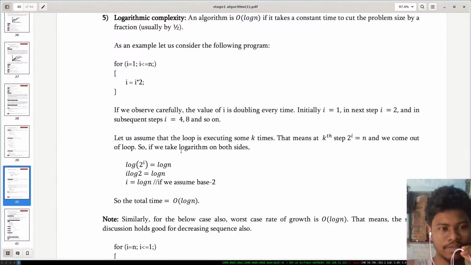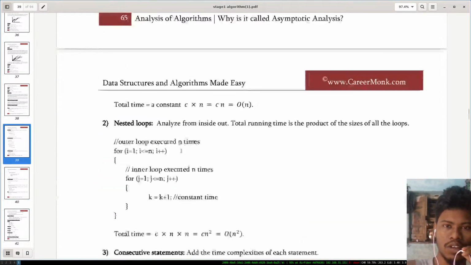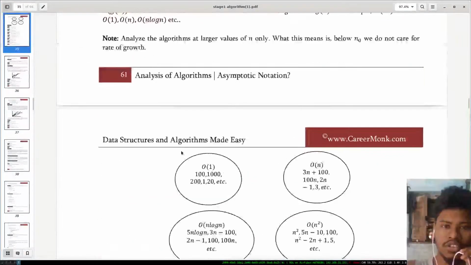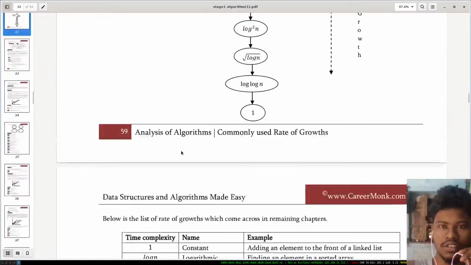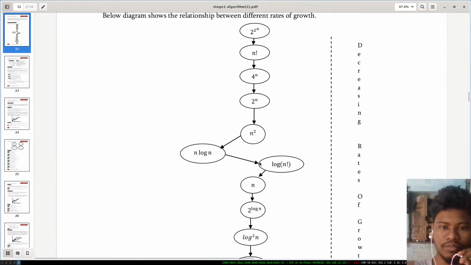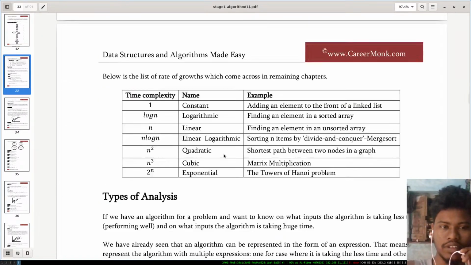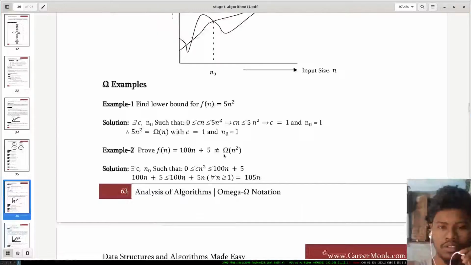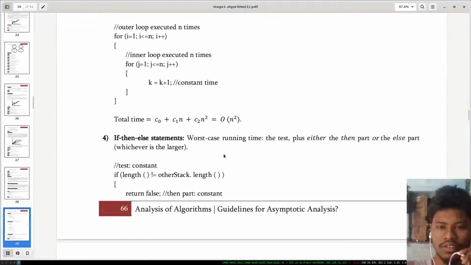Log n, correct. Let me check this one. This is right, correct. n squared and log. What is it saying here?